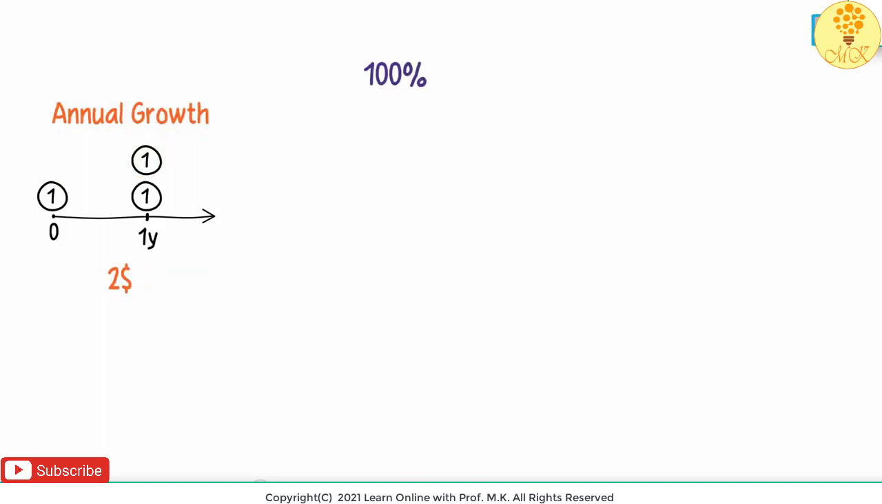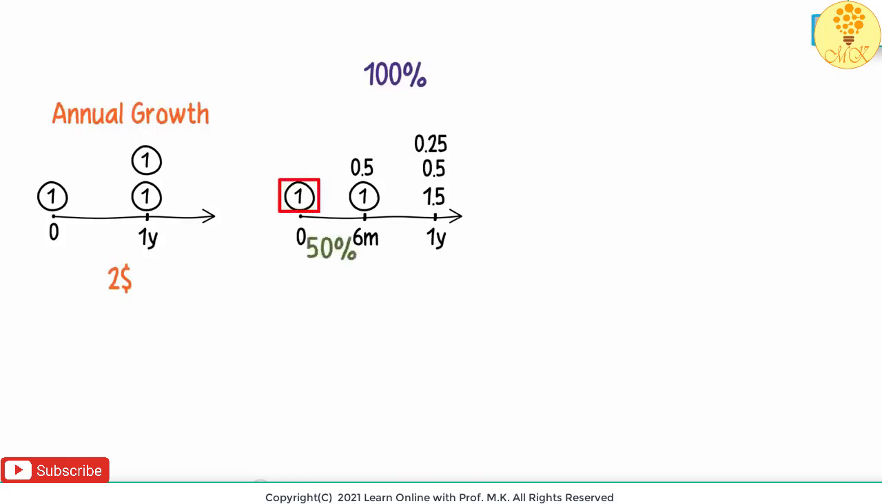To make it slightly better, let's divide the year into two equal parts, 6 months and 6 months. Splitting that 100%, the growth would be 50% in the first half and 50% in the second. It would look like this. Our initial dollar earned 50% interest in the first half to give 50 cents more. Now what happens in the second half?